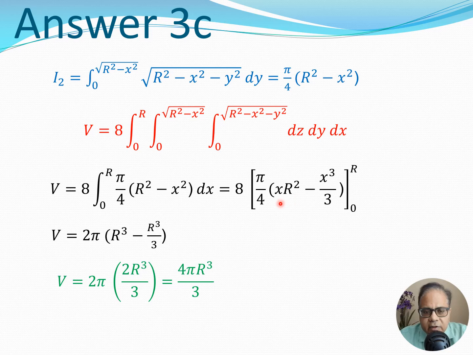I can immediately write this as x r square minus x cube by 3 by simply integrating these polynomials, and this is between 0 and r, and I can calculate this integral to be 2 pi r cube minus r cube by 3. So remember here there is a 4 here, so it cancels with 8 and you get 2 pi here. Here you get r cube minus r cube by 3 by substituting r, and when you substitute 0 you simply get 0 in both these terms. And I can immediately then simplify this further, and I get V is 4 pi r cube by 3.